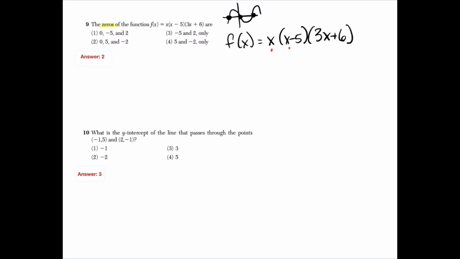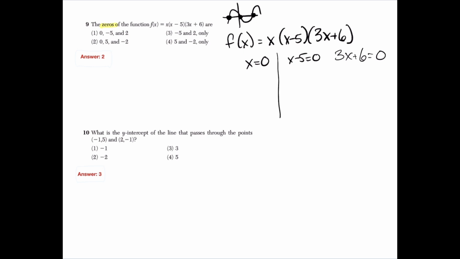If any of these parts here is a 0, because I'm multiplying, let's say this is 0. So 0 times any number, I'm going to end up with a 0 on this side. So if this is a 0, I'm still multiplying. The whole thing is 0. If this is a 0, the whole thing is 0. So what we're going to do here is set all of these to 0. So I have x is equal to 0, x minus 5 is equal to 0, and here 3x plus 6 is equal to 0, because those are the 3 things that can happen to make 0.